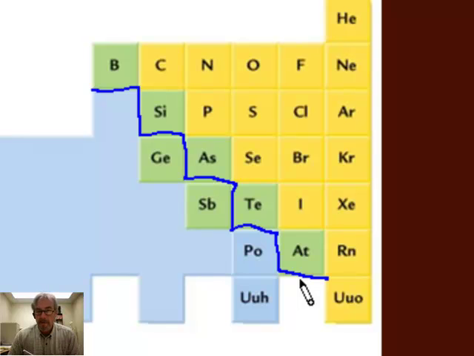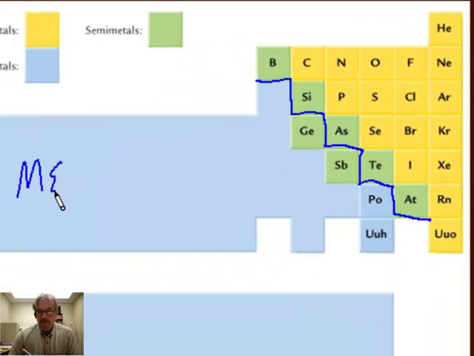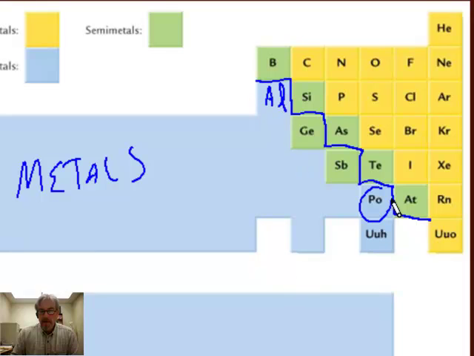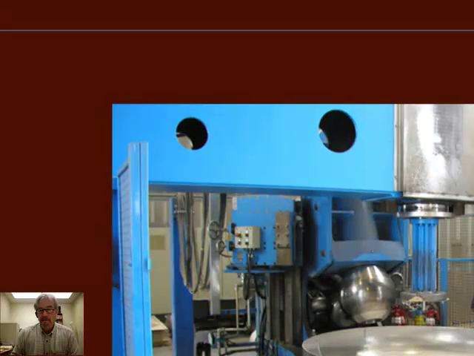So over here, these are called the metals. Now, this is going to include aluminum, that's here, and polonium, which is here, but not the Ge and the Sb, germanium and antimony, that touch the line. So aluminum's a metal, polonium's a metal, but Ge and Sb are not. Here's what metals are like.